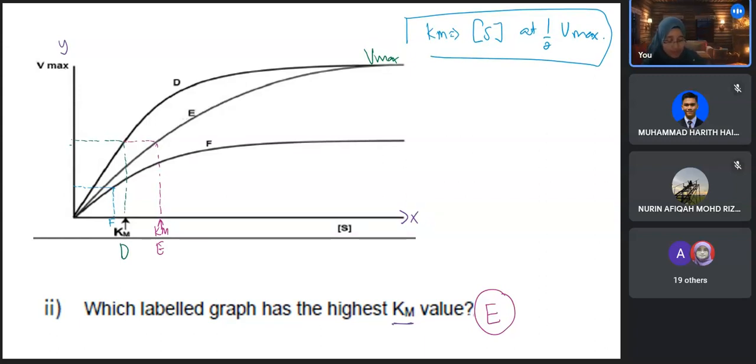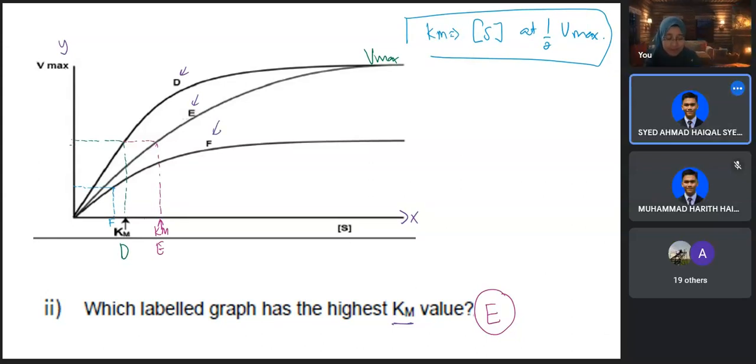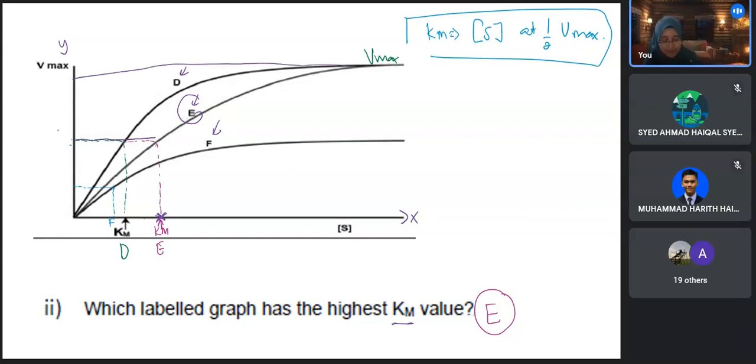So which reaction? Is it D, is it E, or is it F? You just pull out, right? So the answer will be E, as the value is much higher here. You just get the max. This is the maximum velocity, right? So this is half Vmax. So the reaction for E will have the highest Km value.